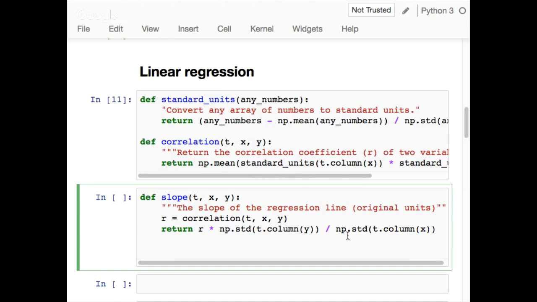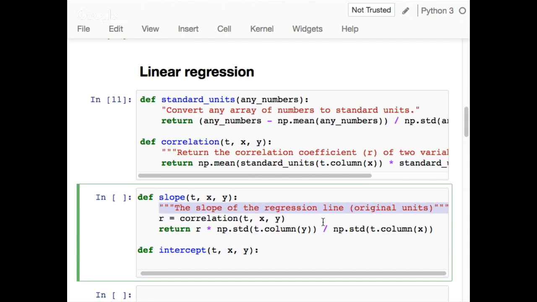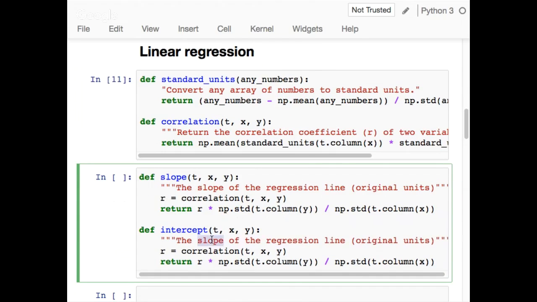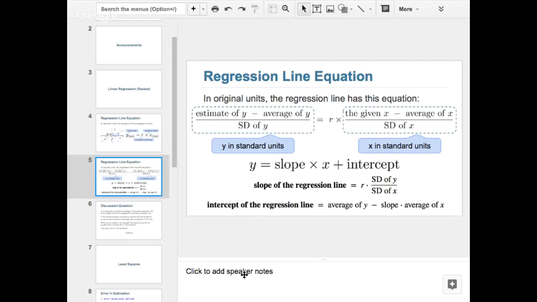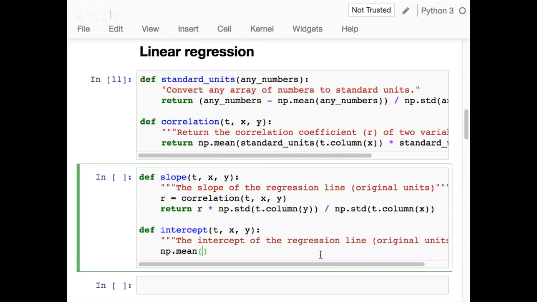Now, if I want to find the intercept, it can be the same type of deal. Let's just copy and paste that. The intercept. And the way we do that is, let's take a look. So the average of y minus slope times the average of x. So I can just do the average of y, t dot column y. So this is the average of y minus slope times the average of x.